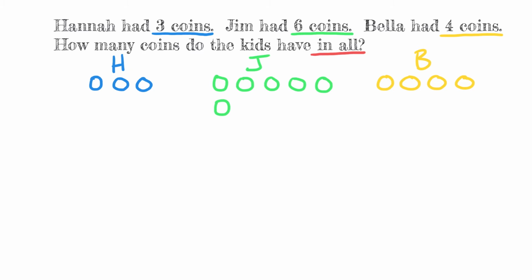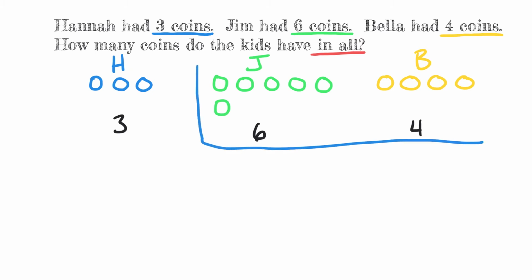Great. Now, we need to make 10. So I'm looking here, and I'm going to write down really quick how many I have, just to refresh my brain. We have 3 coins for Hannah. We have 6 coins for Jim. And we have 4 coins for Bella. Does 3 plus 6 make 10? No, it doesn't, does it? What about 6 plus 4? Yeah, it does. That's a great group. So let's group together Jim and Bella's coins to make our 10.